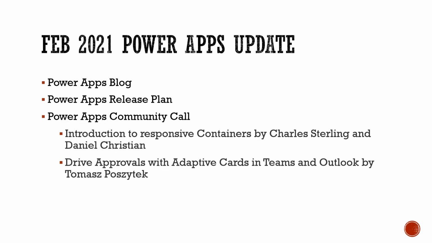We had three speakers here in two sessions. The first one was the introduction to responsive containers by Charles Sterling and Daniel Christian, which I'll also be showing and sharing some useful resources for. And then we're going to have a look at the approvals that Tomasz Poszytek presented, which is approvals with adaptive cards in Teams. I'm going to be sharing some resources on that as well.